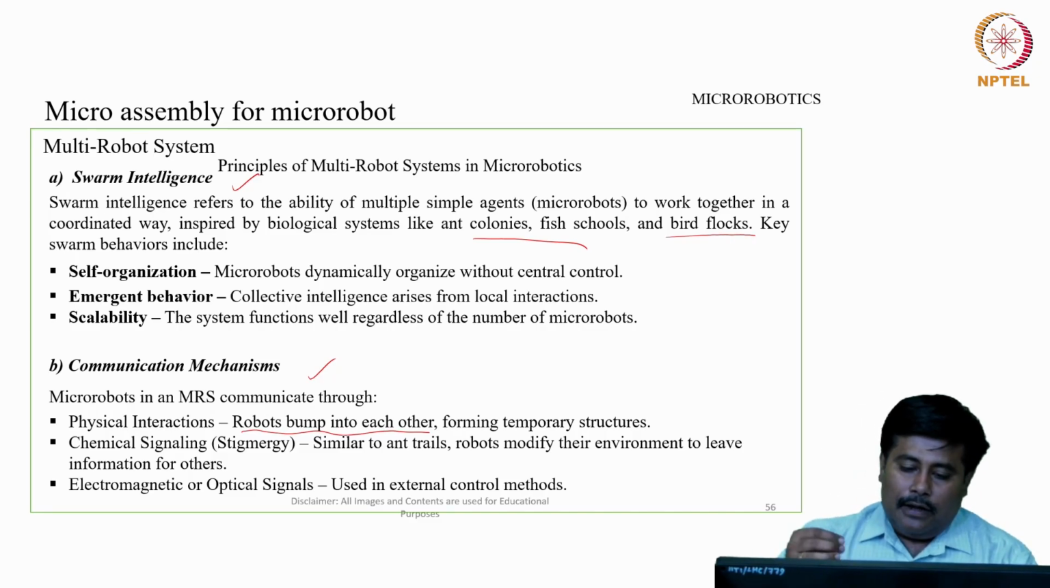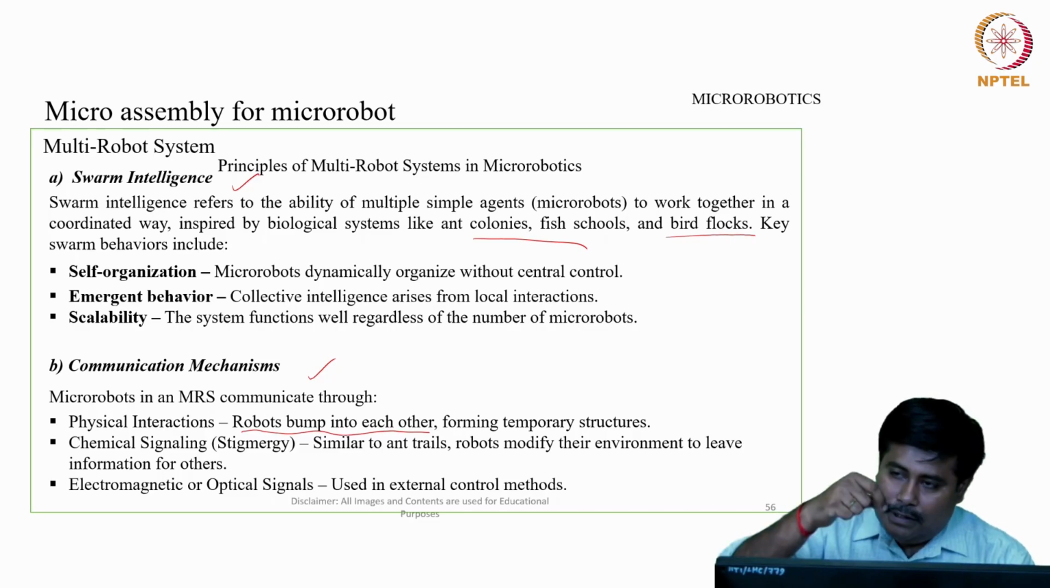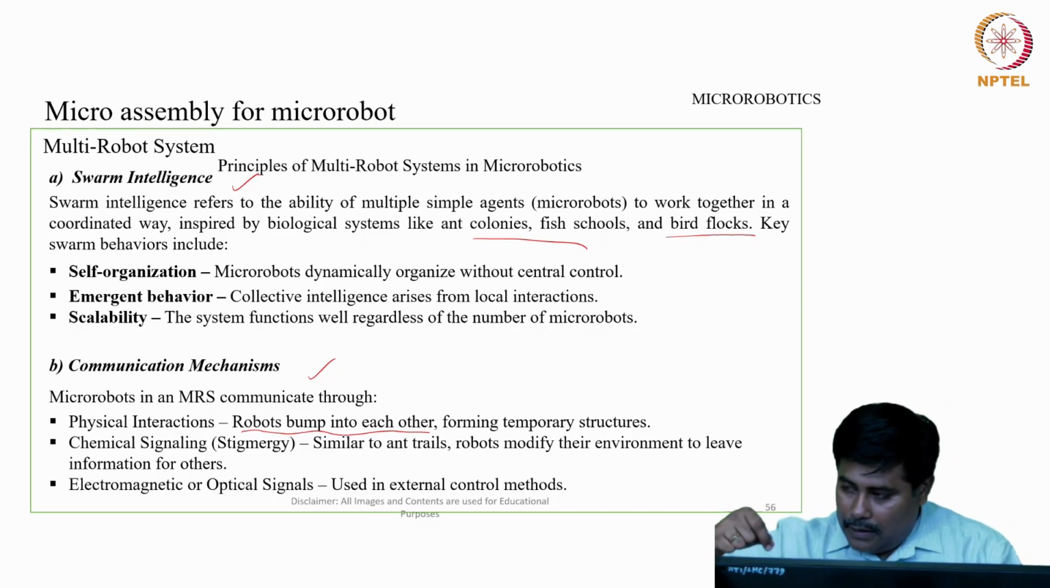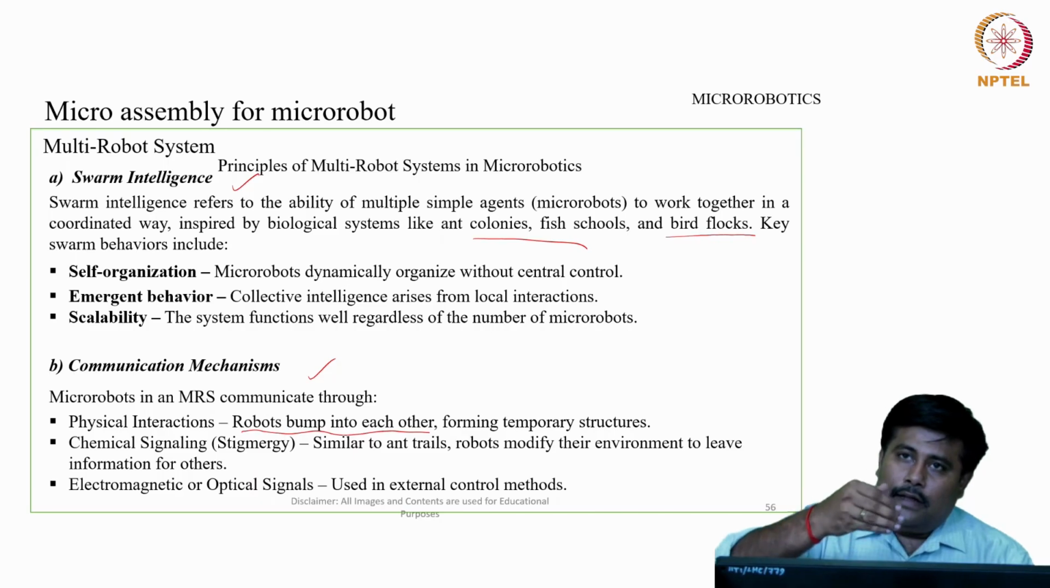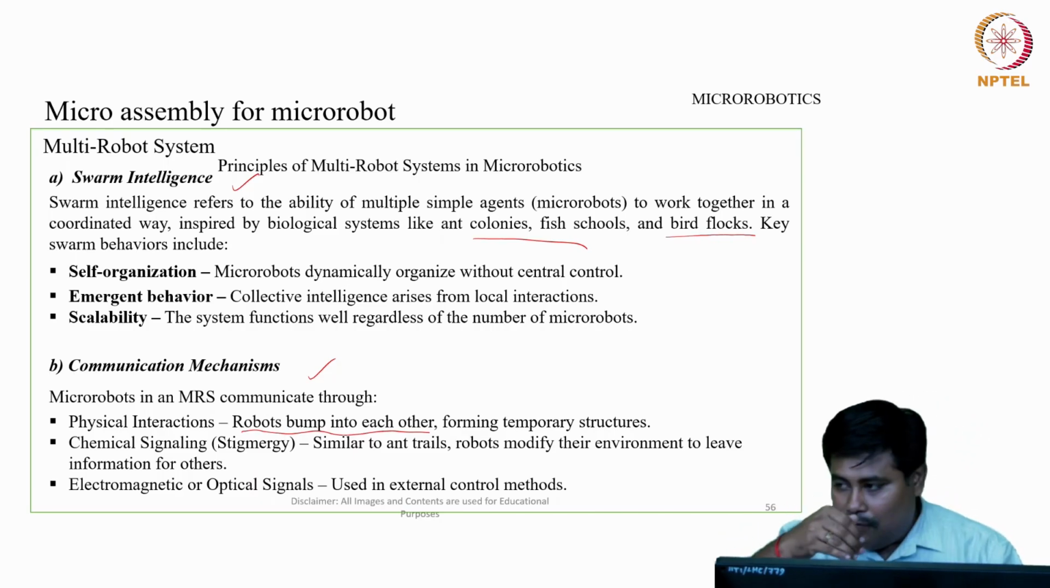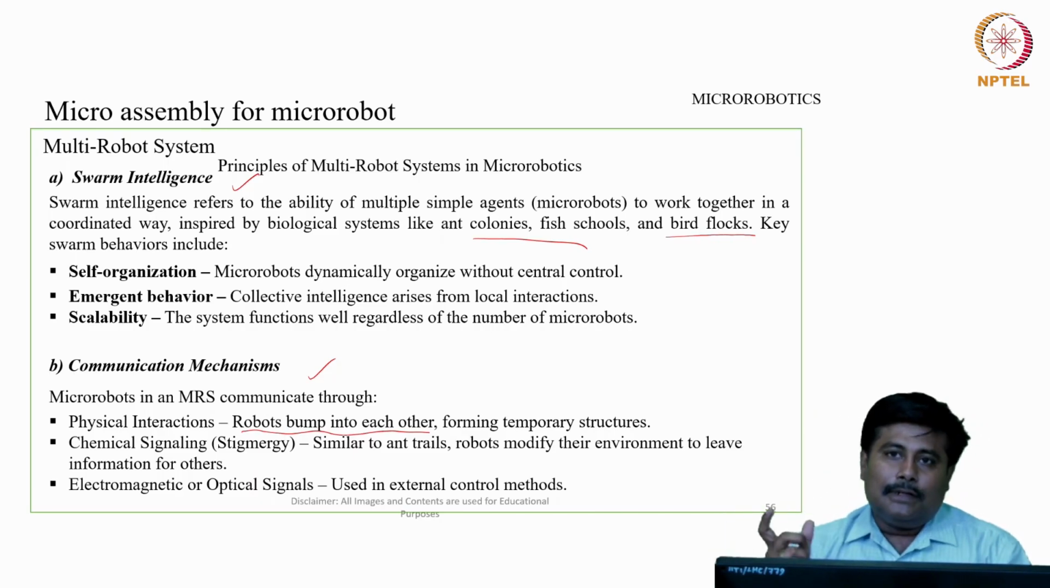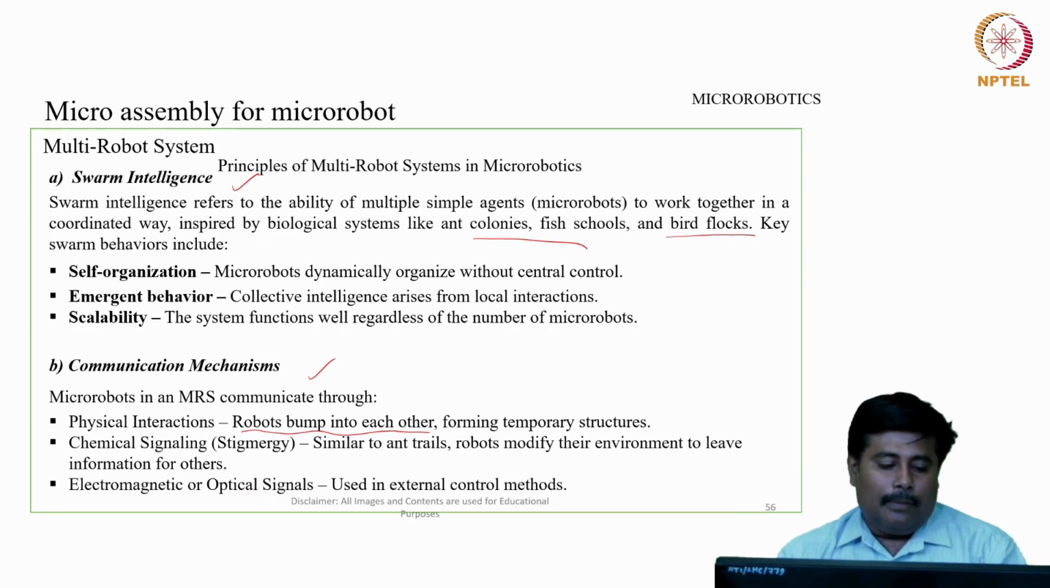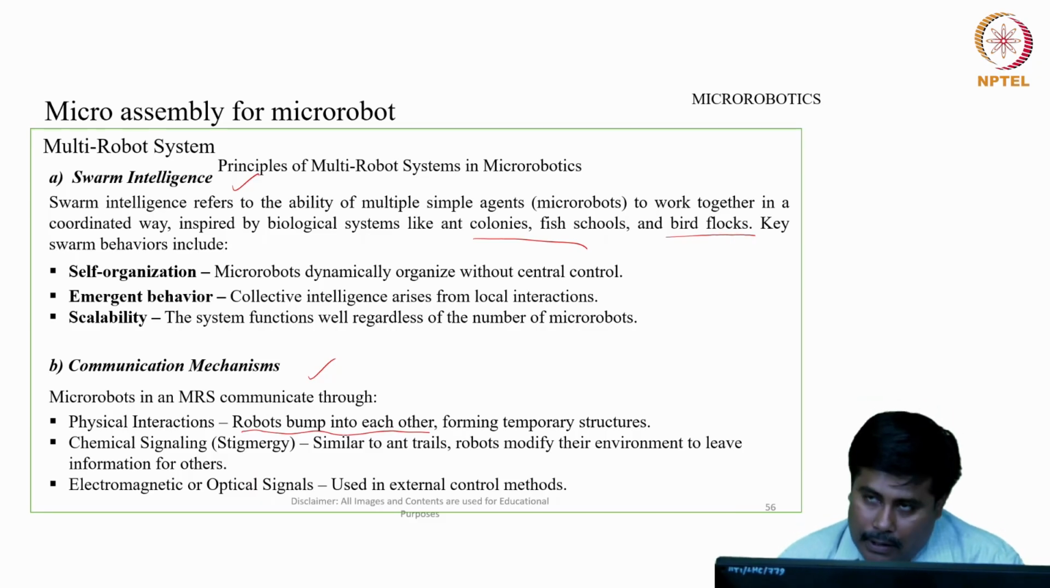Even in the case of ants, you might have observed that they create a kind of droplet, and the next ant which is coming will start following this particular ant. In a similar fashion, chemical signaling can also be deployed.